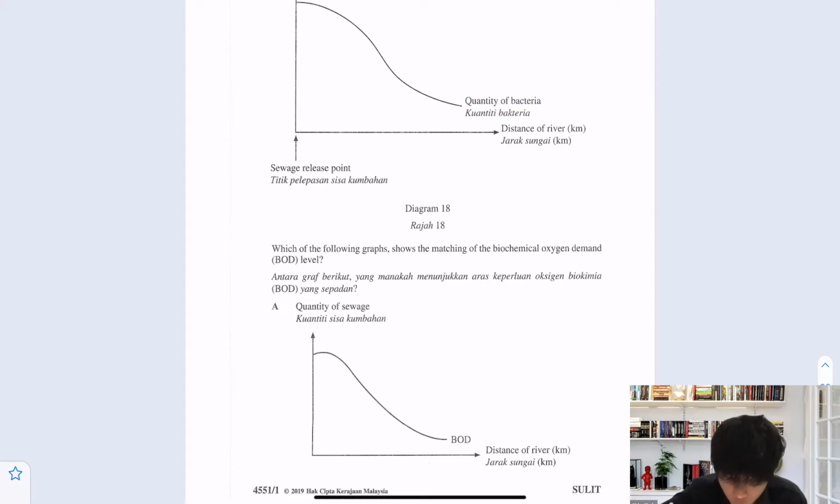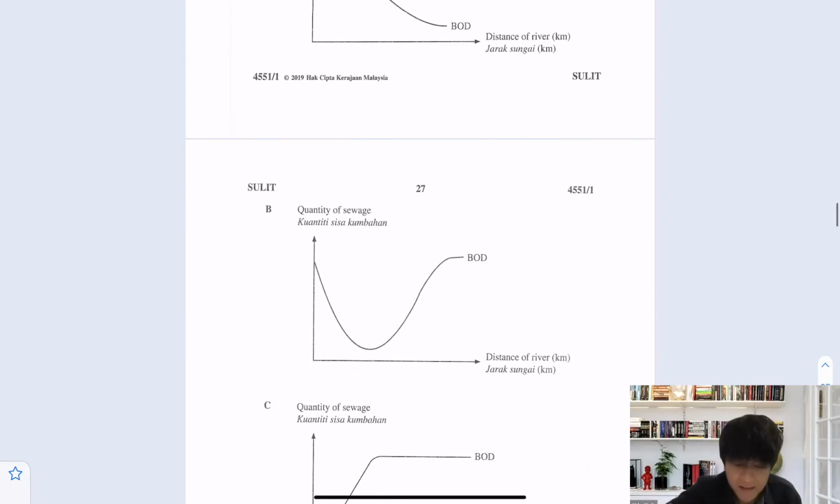And distance from river. So as you know, your BOD level follows exactly the quantity of bacteria and the quantity of sewage. So it does have a similar line because BOD level decreases. The further it flows, the cleaner the water gets. So the answer is yes.